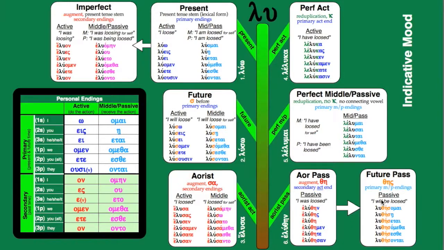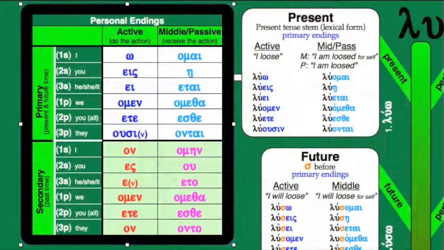So let's talk first about how we make a present tense verb from luo. Now I want you to notice that right below the name of the tense here is the formula for how to make that tense. And so for the present tense, we use the present tense stem and the primary endings. Okay, now what does that mean? Well, what's the present tense stem? Well, the present tense stem is the one you learned when you learned the word, because the lexical form is always the present tense. So when we learned the word luo, we learned it as luo. Okay, so that's the present tense.